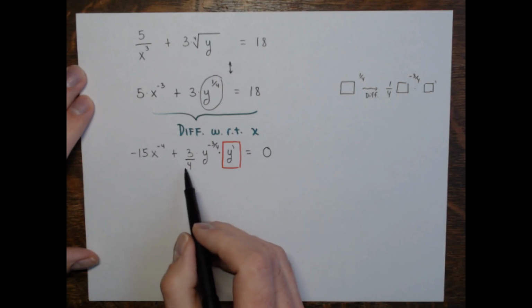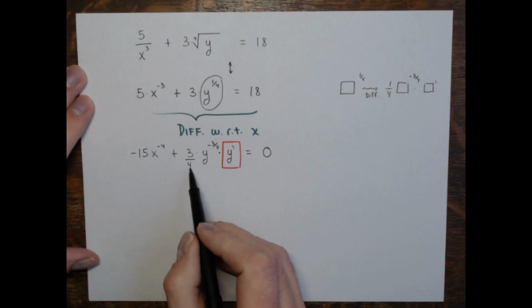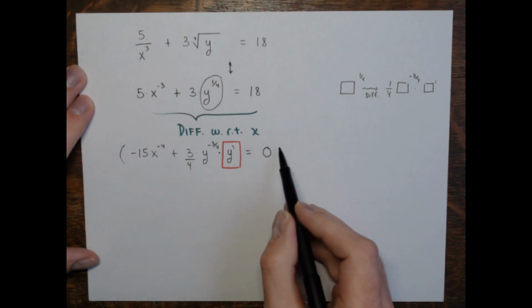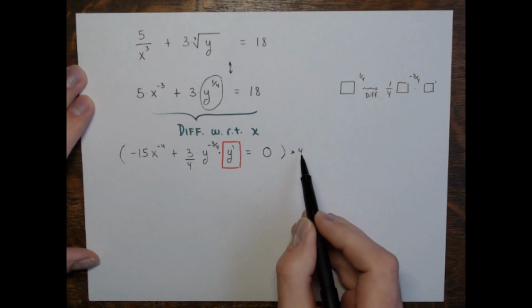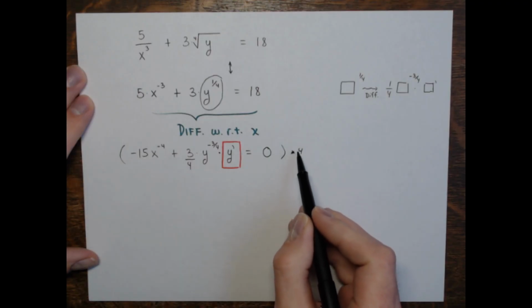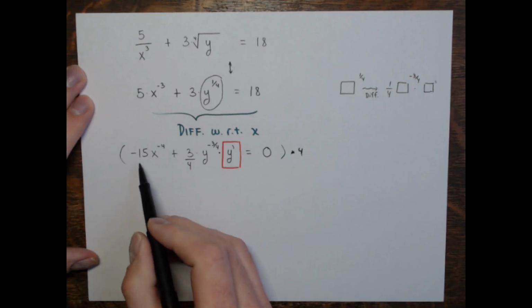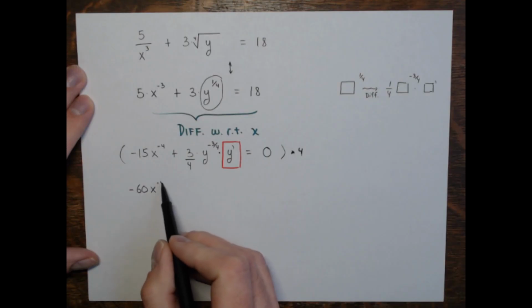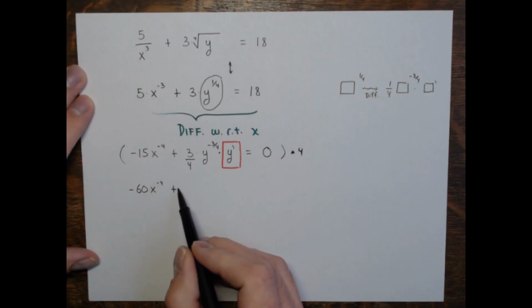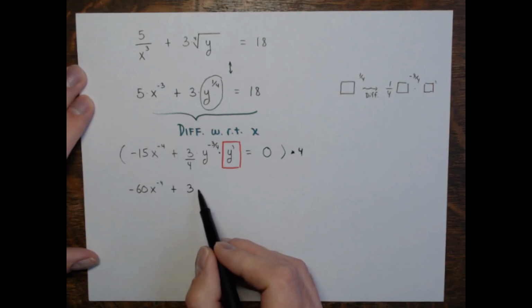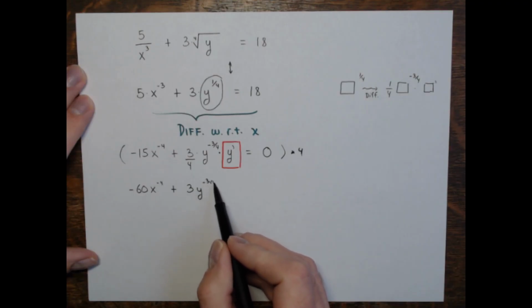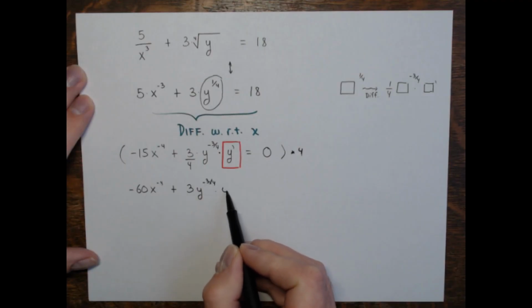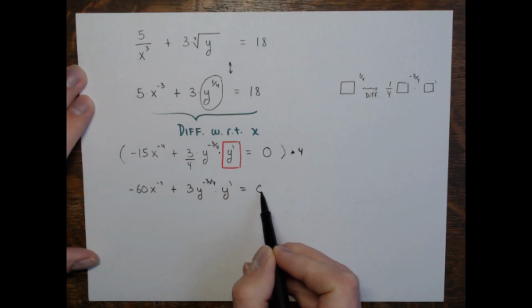So now if you don't like the fraction here, maybe I'll do this first, where I'll multiply both sides by 4, right? Times 4 both sides. So that'll make this negative 60 times x to the negative 4, then plus 3 times y to the negative 3/4 power times y prime equals 0.